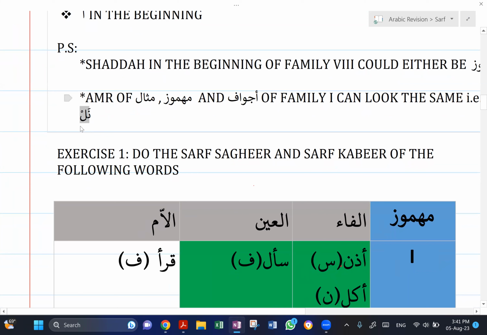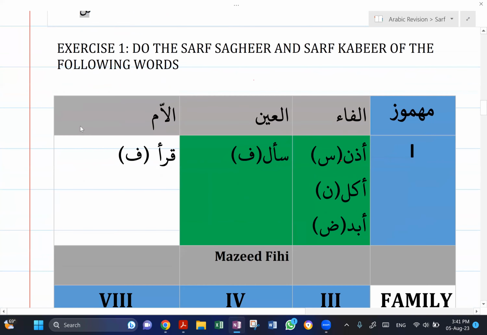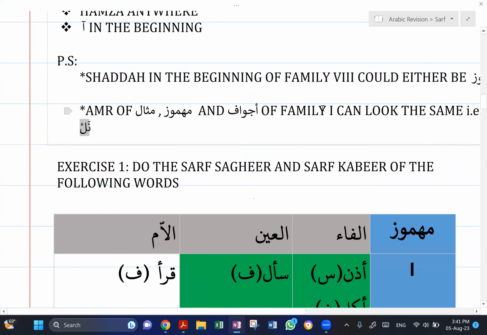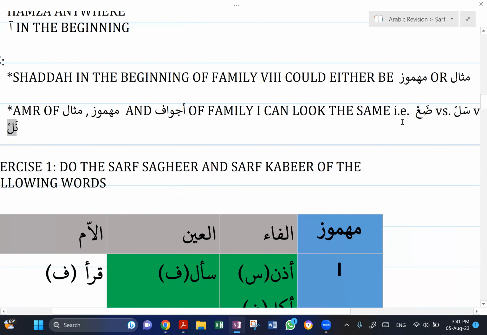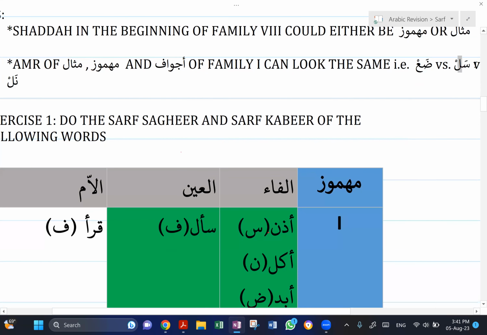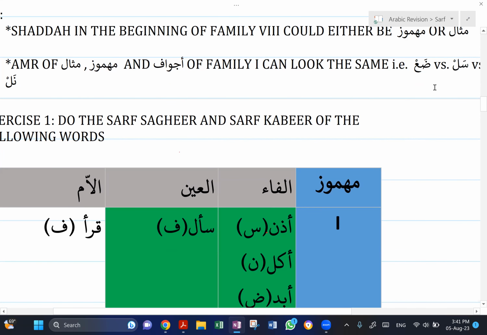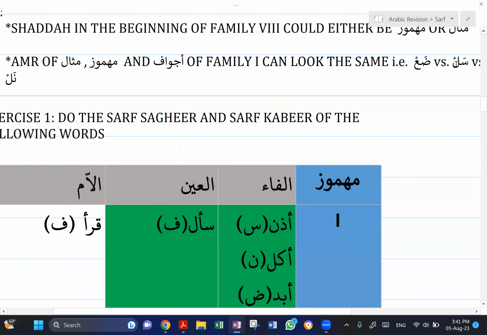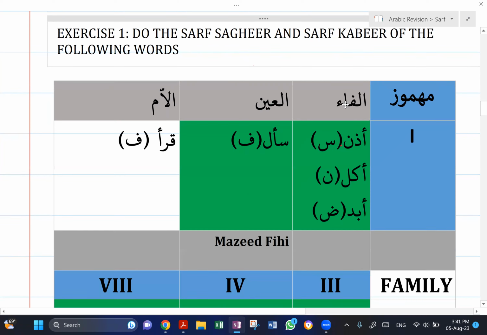But once you understand which is which, then you can easily identify this stuff. And we'll see how we get Ajwaf like that and how we get Mithal like that as well. We've already seen how we get Sal. That's Mahmooz al-Ain. Mahmooz al-Ain is the one that gets this form only, not Mahmooz al-Fa.